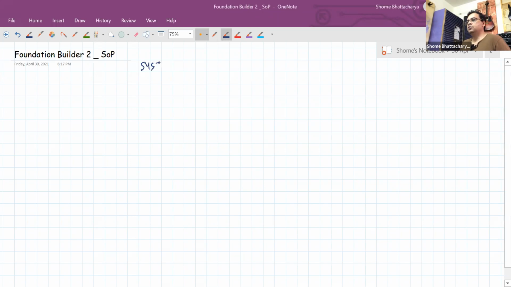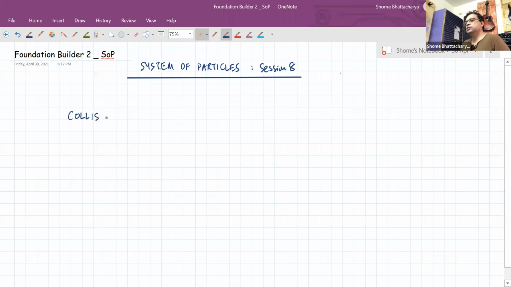So this is system of particles, session number 8. We will look at the application of conservation of linear momentum in collisions today.